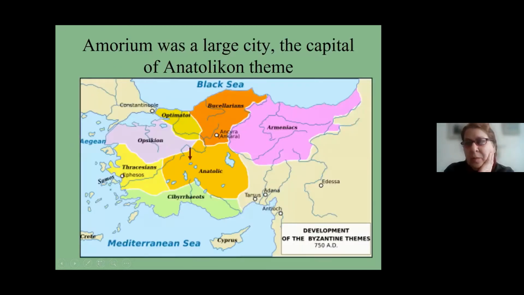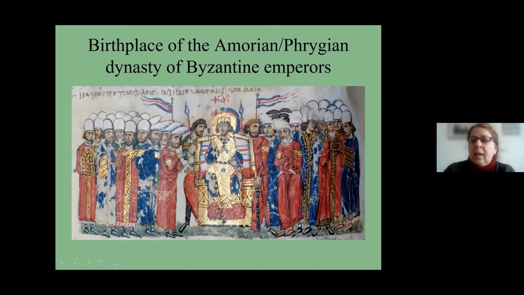Starting with Amorium, let's see what Amorium is. It's a large city, the capital of the Anatolikon theme. And here you see a map of one of the early phases of Amorium, and how the Byzantine Empire would look at that time. We are somewhere here. And what is also important, this city is the birthplace of a dynasty of Byzantine emperors, the Amorian or Phrygian dynasty, as they could call it.